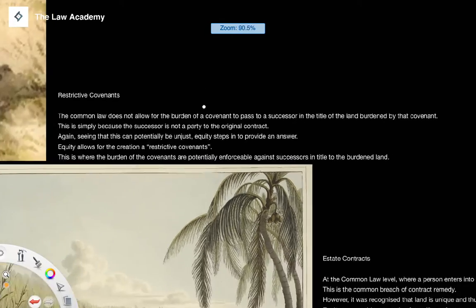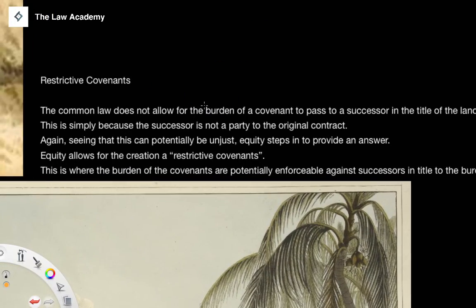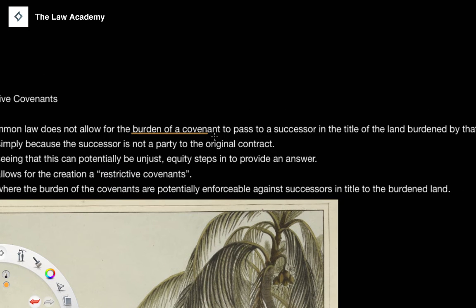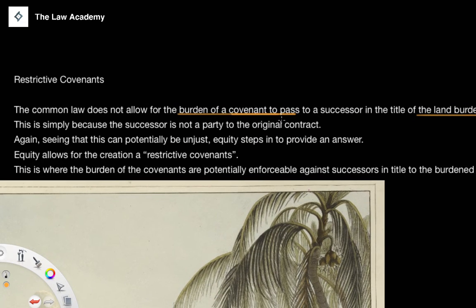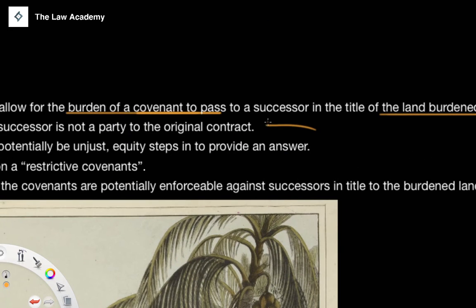Another example, there are two more examples, is the example of a restrictive covenant. At the common law level, the common law does not allow for what is known as the burden of the covenant to pass to a successor in the title of the land burdened by that covenant. And this is simply because the successor is not party to the original contract. So this is a contractual issue.